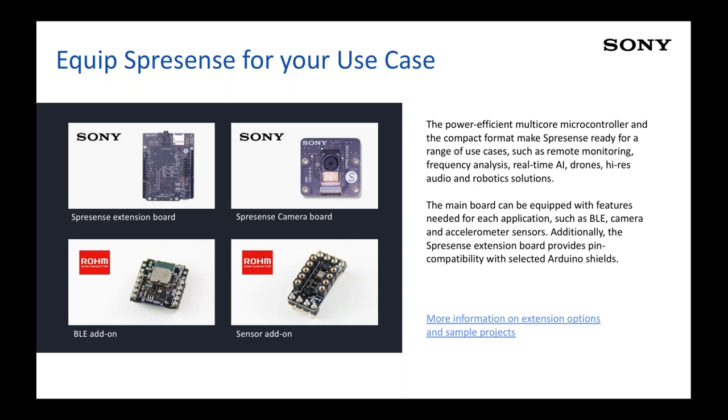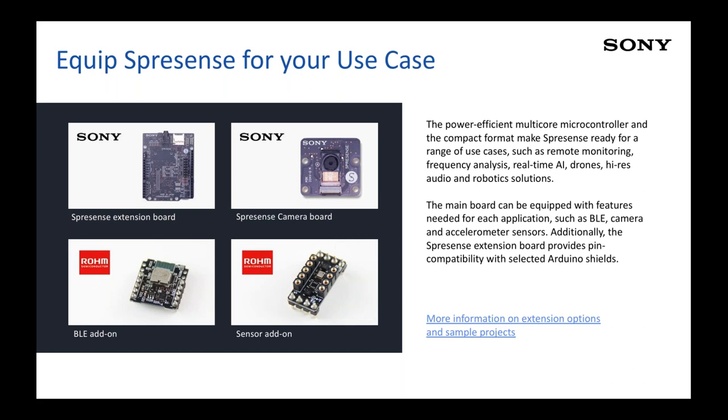Let's see what other components I show you. If you look at this slide, you will see on the top right the extension board, and then you see the camera board next to it. And I have two more pictures, which are showing BLE and sensors. Why did I put these things together? Because Spresense is low power. You can do edge computing.